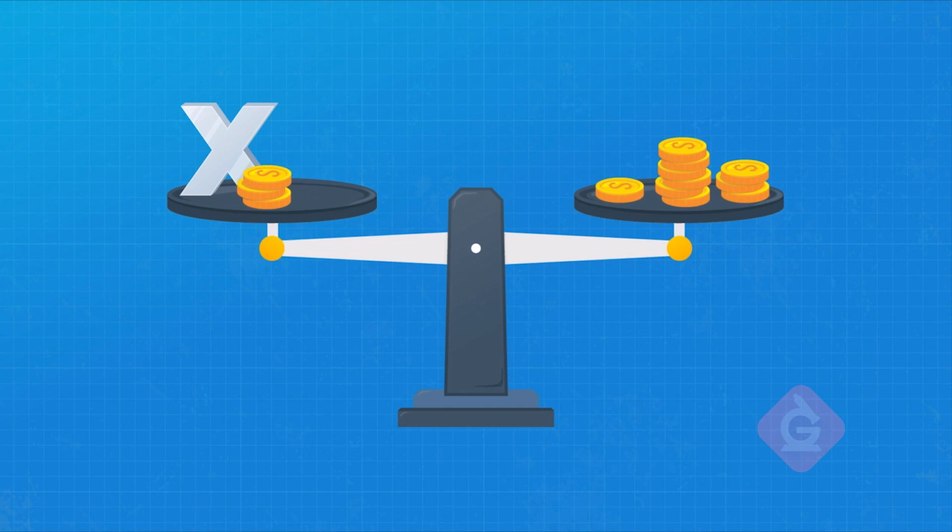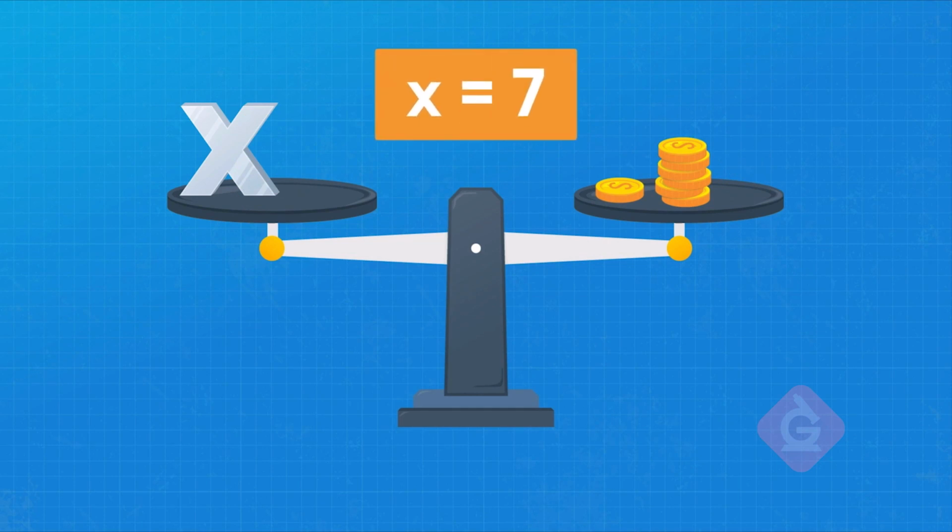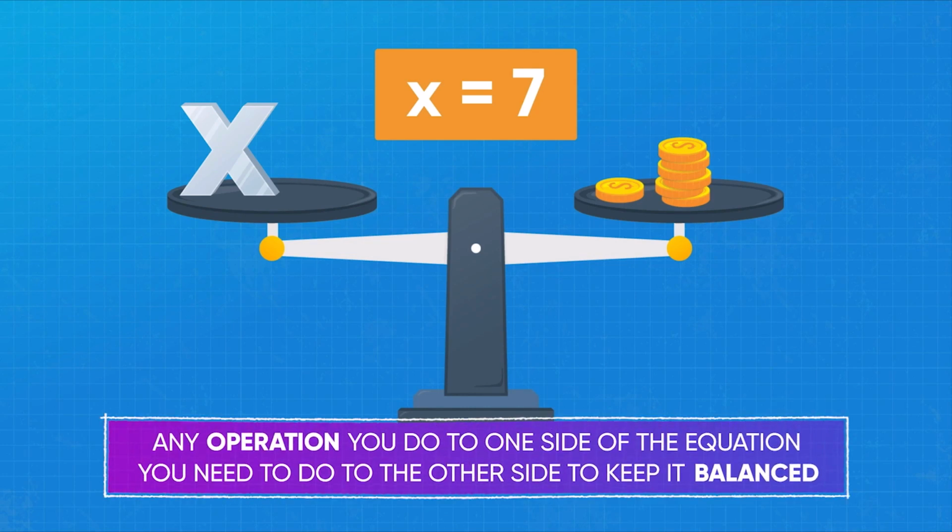Both sides are still balanced. I get it. And if we subtract 3 coins from both sides, it's still balanced. And we can now see that X is equal to 7. You got it. Remember that any operation you do to one side of the equation, you need to do to the other side as well to keep it balanced.